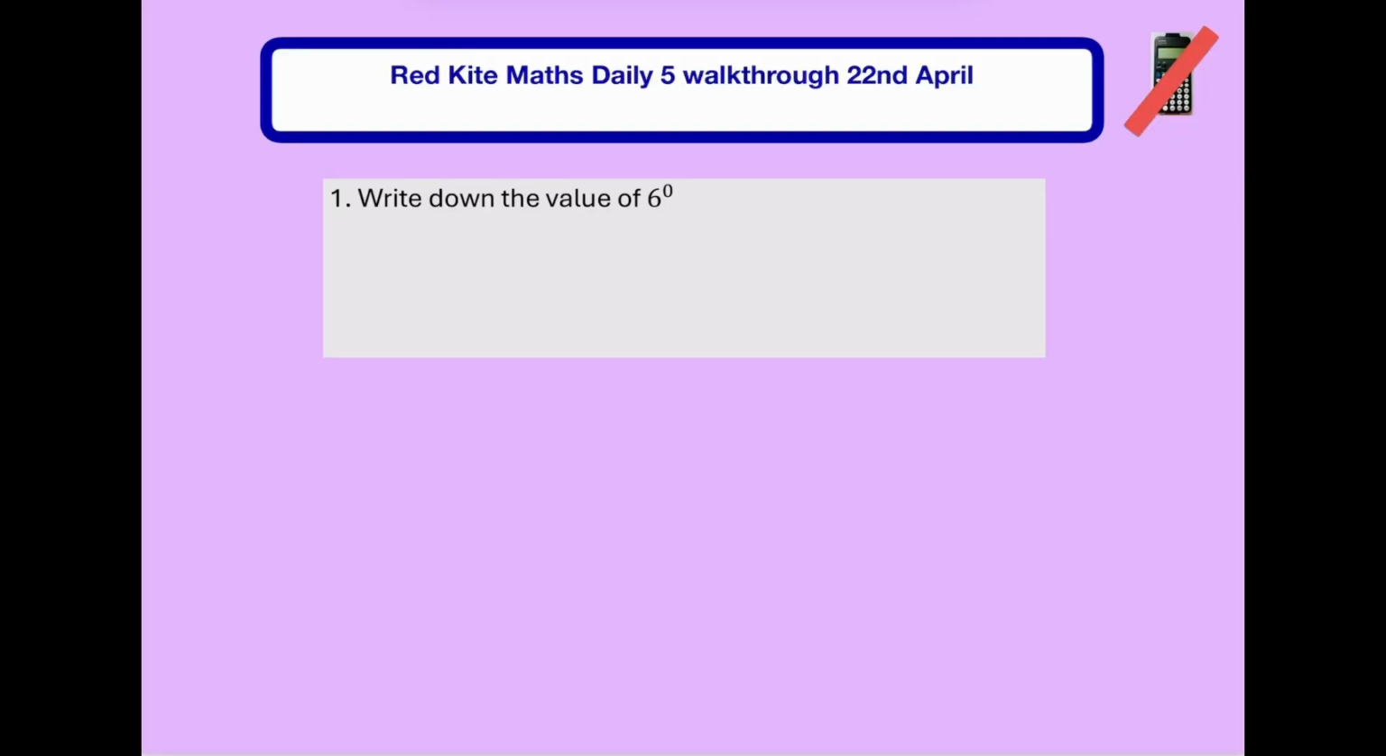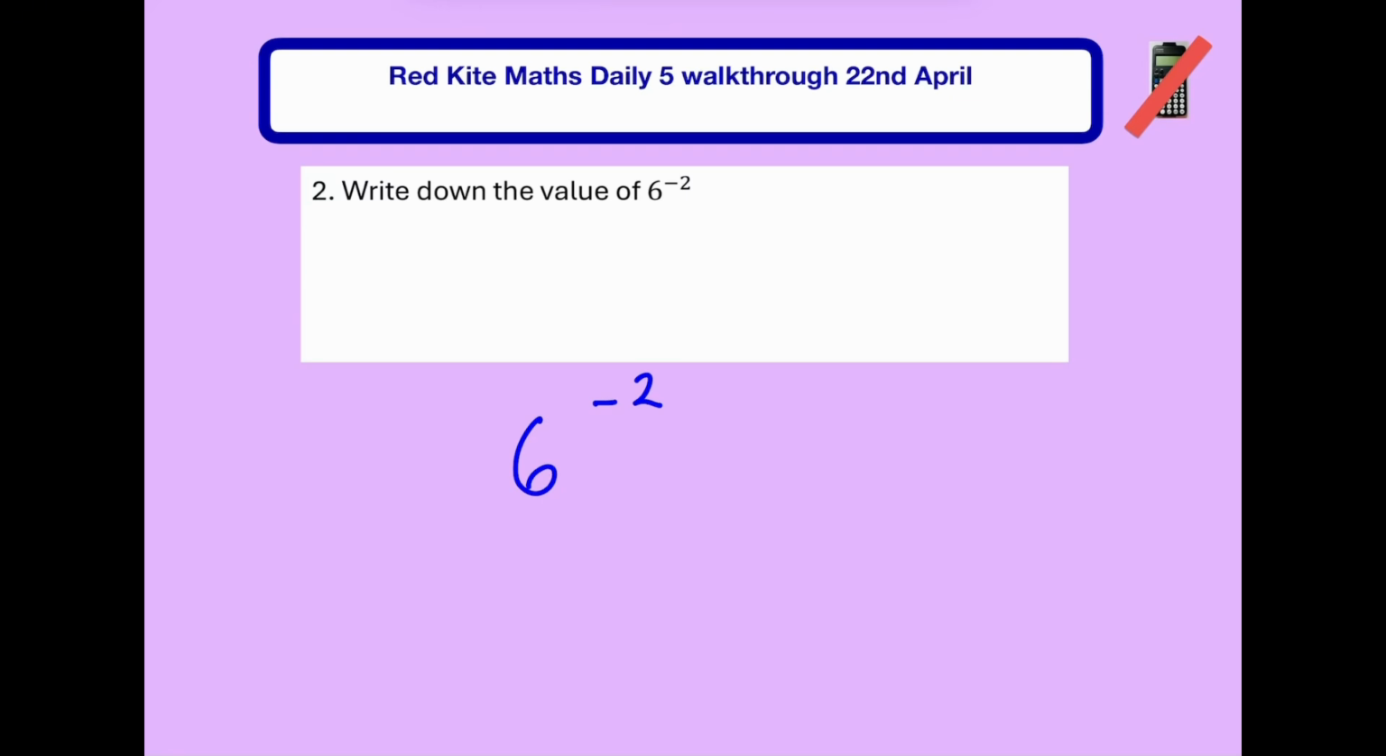Write down the value of 6 to the 0. Now, when a number is to the power of 0, we just divide it by itself. So 6 divided by 6 equals 1. Write down the value of 6 to the minus 2.